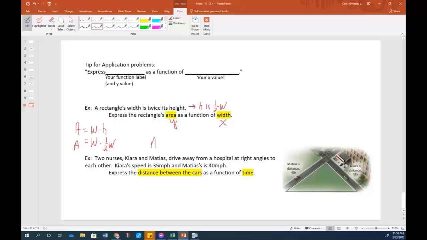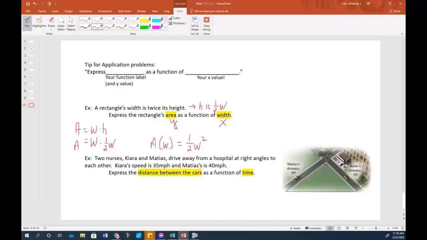So I could say my area as a function of width is equal to 1/2 the width squared. Okay? So whatever your function label is, it is a y value, but since they said area, I labeled it area. Since it said a function of width, that's why it's got this little w in here. And that lets you know the only variable you can use, which is like your x value. Okay, let's look at one more.